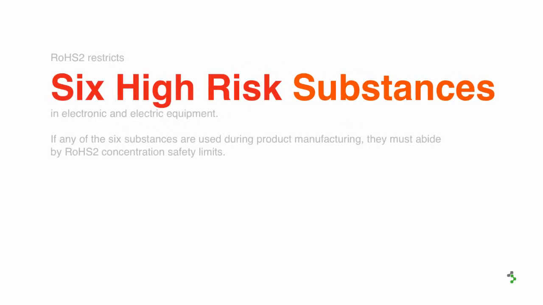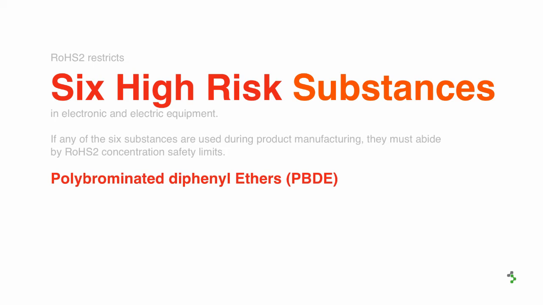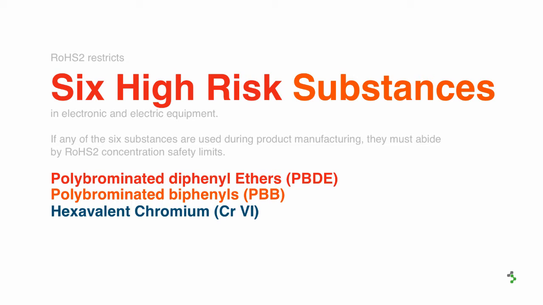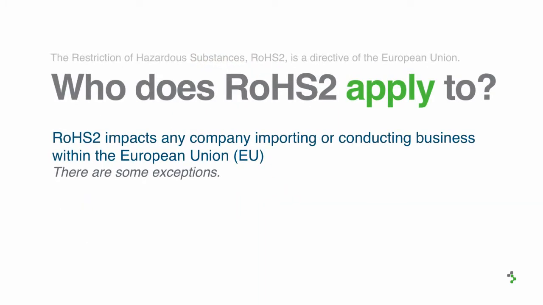RoHS2 requires safer substitutions for the following 6 restricted substances: polybrominated diphenyl ethers, polybrominated biphenyls, hexavalent chromium, mercury, cadmium, and lead. If any of these are used during product manufacturing, they must abide by RoHS2 concentration safety limits. The RoHS2 requirements apply to end products, specifically electrical and electronic equipment that fall within the scope of the directive. That means it applies to any company importing these types of products or conducting business within the EU.